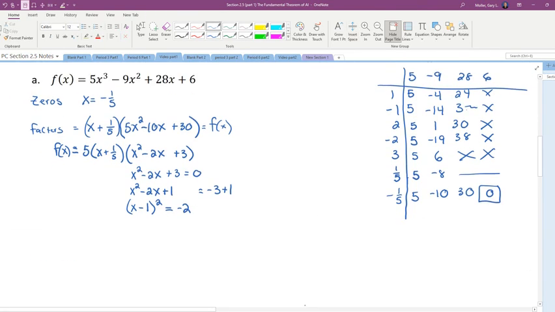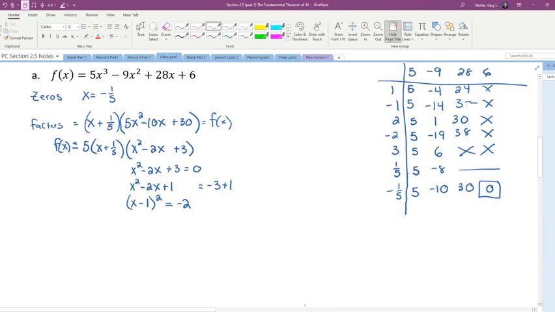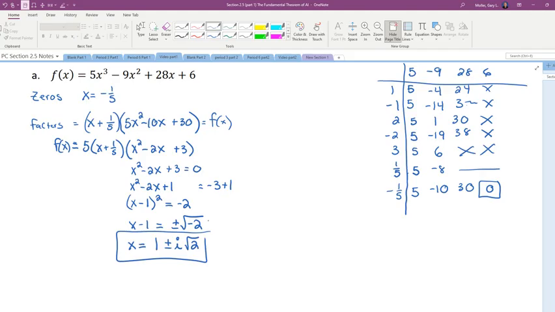And right away I can see why I was having such a hard time finding zeros. That's because as I keep going here, I quickly see that I get an imaginary answer. So I move the 1 over, I get 1 plus or minus i root 2. So that's 2 more zeros to go along with my first one, and I have 3 in total. All right, there are my zeros.